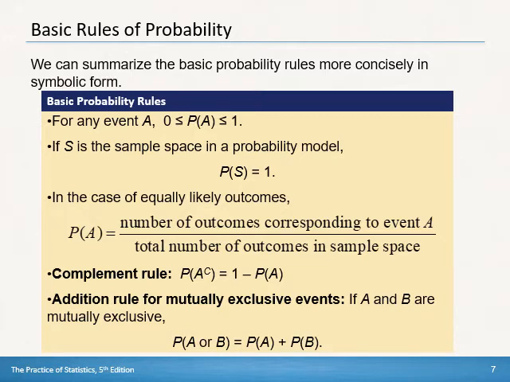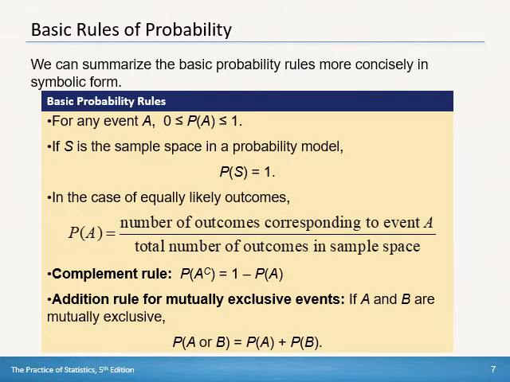And then the complement rule. A with a superscript C means the complement, or not A happening. So the probability that A does not happen is denoted A with a superscript C. It's the complement of A, or not A, either way, is 1 minus the probability of A happening.